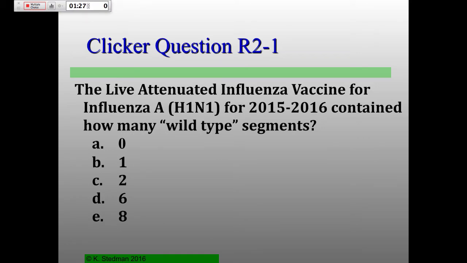The live attenuated influenza vaccine for influenza A, H1N1 for 2015-2016 contained how many wild-type segments? And you can read the numbers.